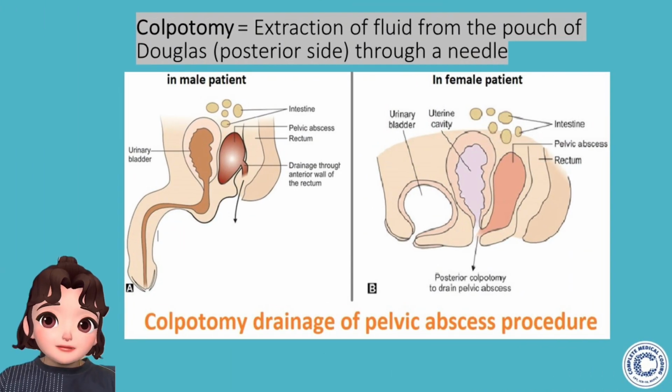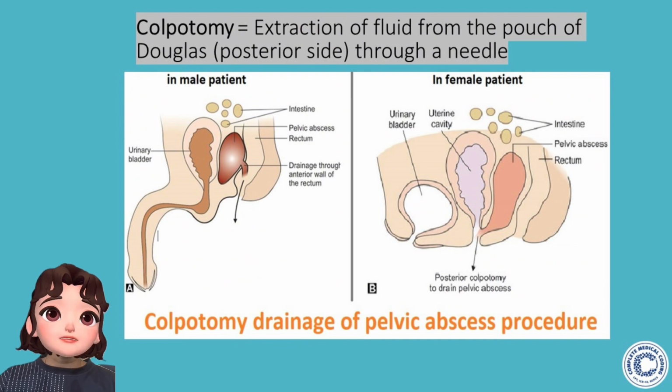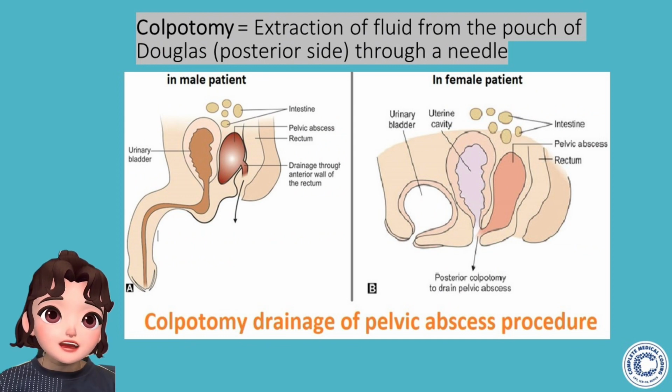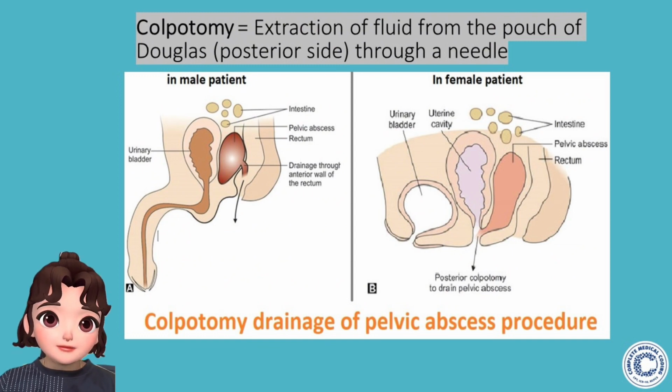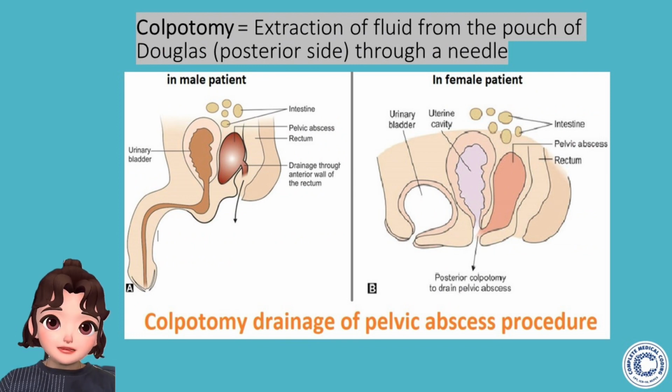Now, colpotomy. Colpotomy means extraction of fluid from the pouch of Douglas, which represents the posterior side, through a needle. You can see it in the picture in a male patient as well as in a female patient. Where is colpotomy? The extraction of fluid from the posterior side, drainage through the anterior wall of the rectum. In a female, posterior colpotomy is done to drain a pelvic abscess on the posterior side. It's through the pelvic side.